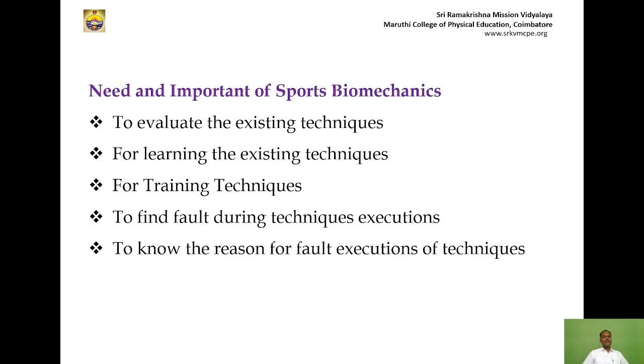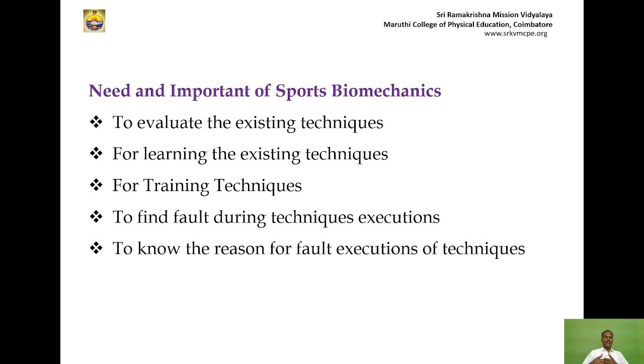And what are the need and the importance of sports biomechanics? Here we have a list. I will read it one by one. First, to evaluate the existing technique. We already have some existing techniques, so we must evaluate whether they are right or wrong. For example, in high jump, initially we used to get good performance with the scissor technique and other dive roll techniques. Now we are using the Fosbury flop to increase the performance, because we evaluated the existing technique, so we are using the new techniques.